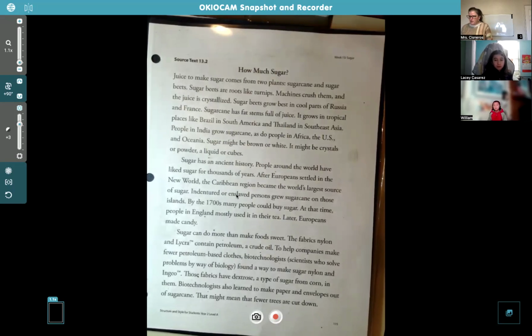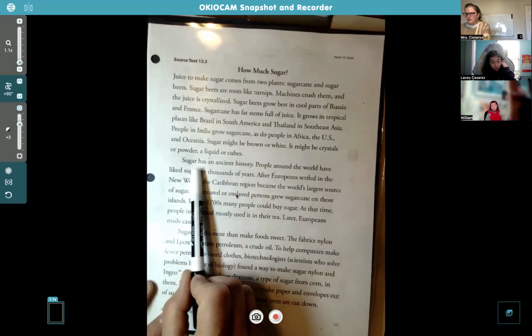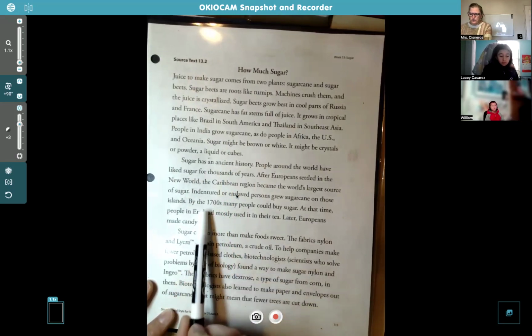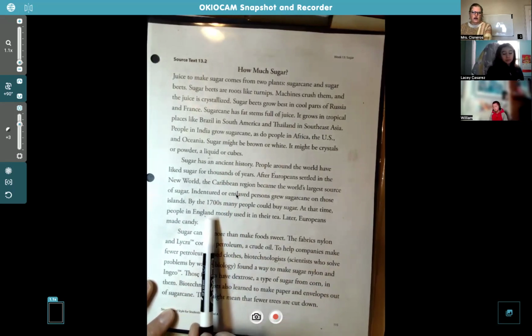Yeah, okay. I'm going to look for the paragraph that talks about the history of sugar because that's what we're going to write about for your first paragraph. Normally we would read all of it, but we don't have quite enough time, so we'll finish reading it next time. But I know that the second paragraph right here, where it says sugar has an ancient history, I'm going to start here so we can use some information in here in our outlines.